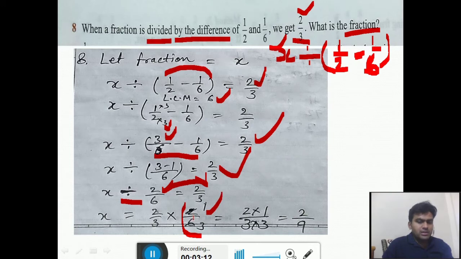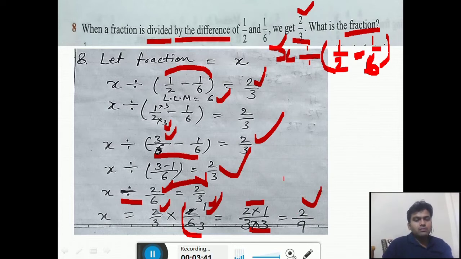Now this 2 upon 6 we can simplify by 2: 2 ones are 2, 2 threes are 6. Now the first fraction, 2 upon 3, remains as it is. The second fraction, 2 upon 6, now becomes 1 upon 3. So multiply the numerator with the numerator, denominator with the denominator. So 2 into 1 is 2, and 3 into 3 is 9. So we got the answer 2 upon 9.